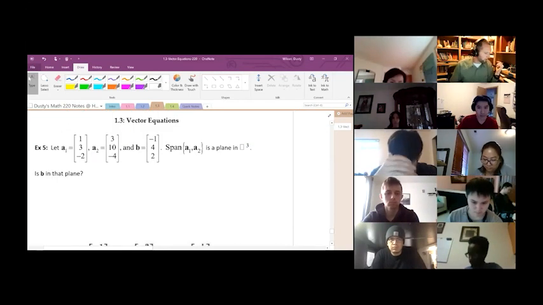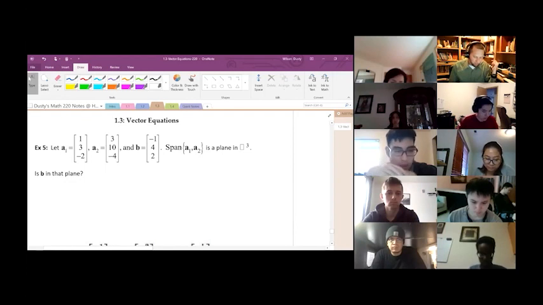Correct. So let A1, A2, and B be as given. And we want to ask, is B on the plane, or on the span? Question for you. I have a little box here.